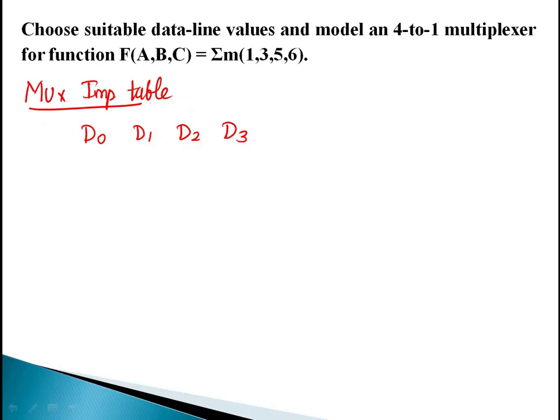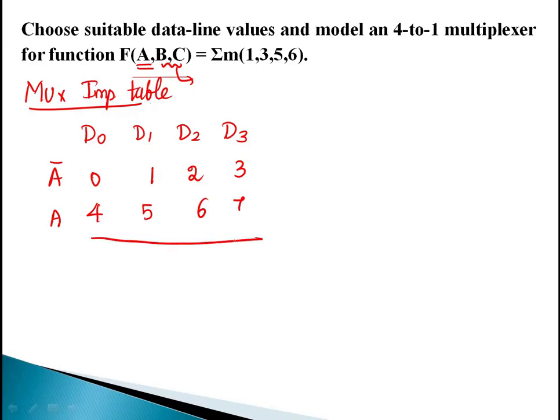Okay. Then we list all the 8 possible combinations, which is determined by 3 variables. Okay. So we have 3 variables A, B, C. So we will get 8 combinations. So 0, 1, 2, 3 and here 4, 5, 6, 7. Next we have to take the variable A here. So A bar and here A. And this B and C are your data selection lines. Okay. So here we are taking the A values.